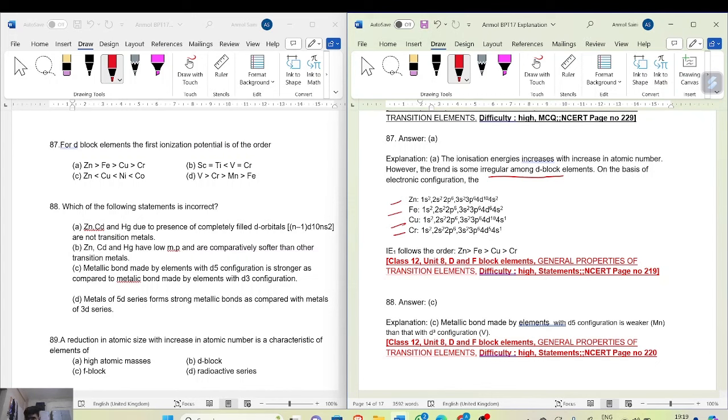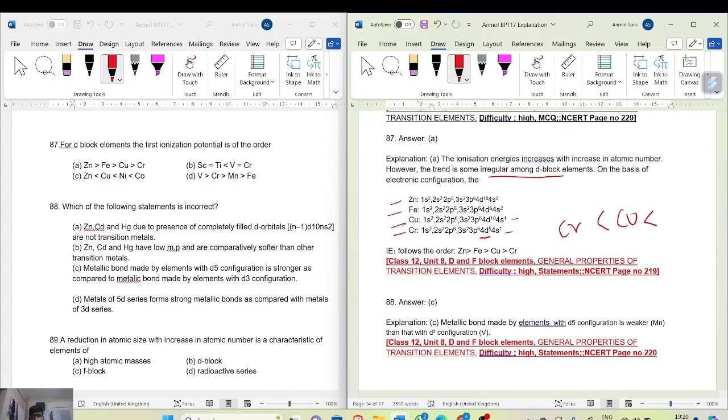Here we can see that chromium has 4s1. So we require less energy for chromium because we will have 4s1 and a half-filled stable d5 orbital. So chromium has the least. Then we will have copper because it has 4s1, no fully filled 4s subshell, but it has a fully filled d subshell.